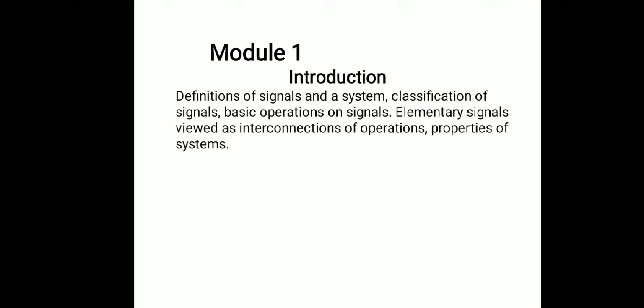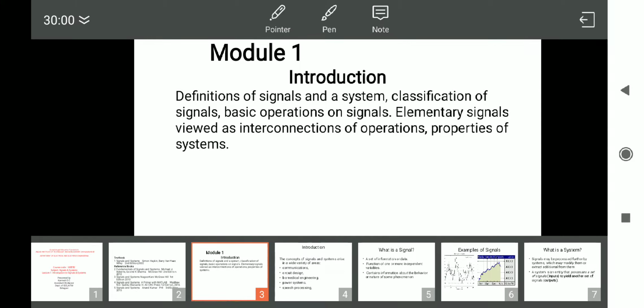Next is classification of signals. These signals are classified into 5 types. And the next is basic operations on signals. So different operations are there, and those operations will be operated on these classified signals. That will be explained in basic operations on signals.